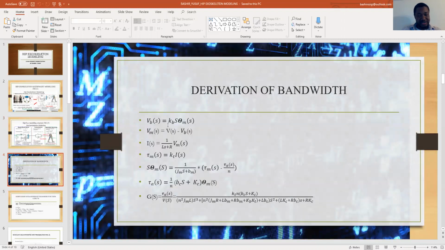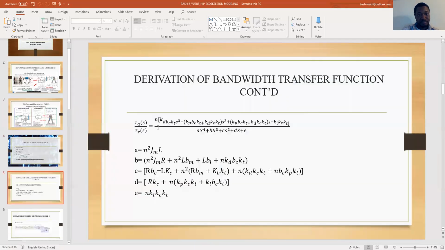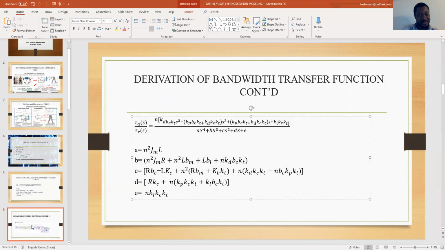Here is the derivation of the bandwidth, showing the output-input transfer function of it, where this is the back EMF, here is the voltage of the model, the current applied, the torque by the model, and the assistive torque. And these are the functions that we are interested in. These are constant based on the Laplace transformation.